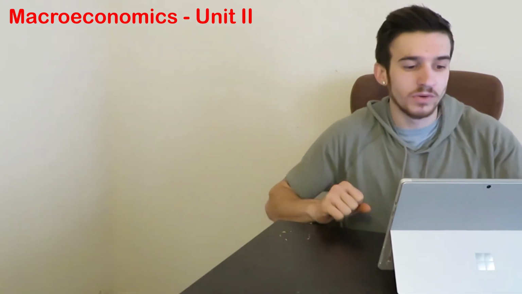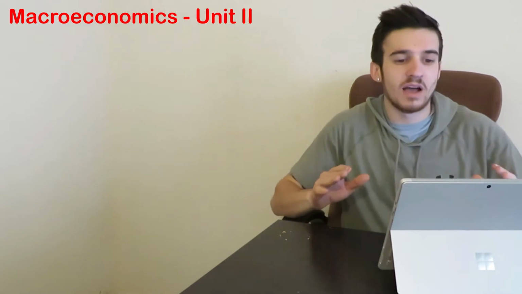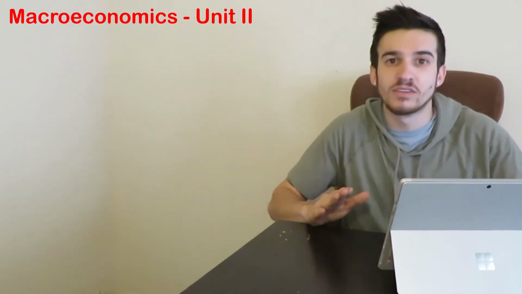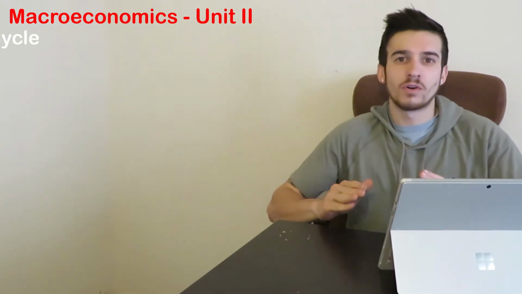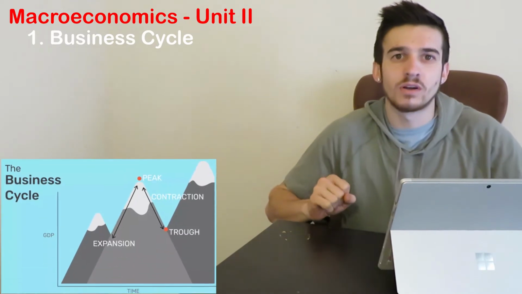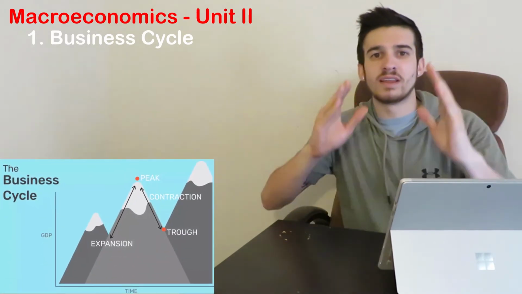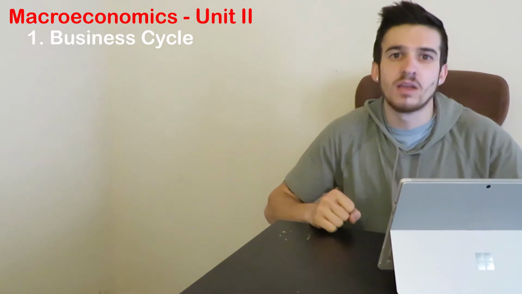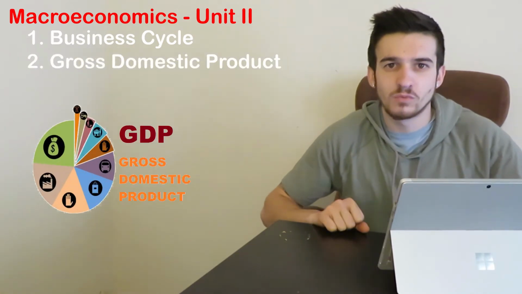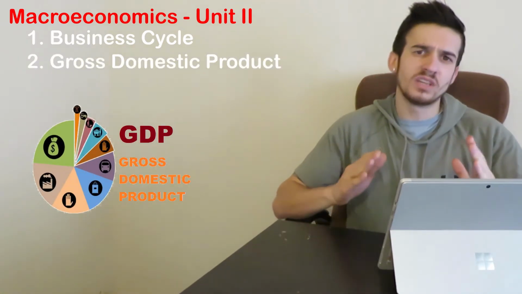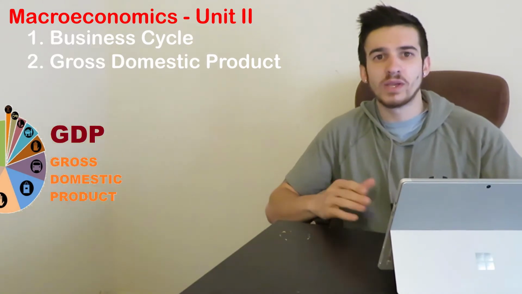In this review, we are going to touch base upon all of our major topics tested from Unit 2 by the College Board. In this video, we are going to start off with the business cycle and talk a little bit about the upward and downward trends of the economy. From there, we're going to move to gross domestic product, where we are going to take a look at what GDP is exactly and how we can calculate it.